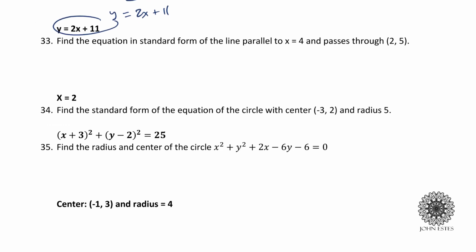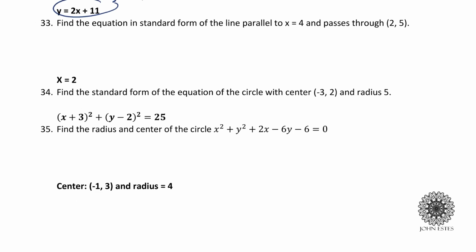All right, so now number 33 says find the equation in standard form of the line parallel, parallel means you have the same slope, to x equals 4. Ooh, we have to be a little bit careful because remember x equals 4 is just this vertical line. So a line that's parallel to this vertical line would also be vertical, and it passes through that point. Okay, so here's the point 2, 5, and it's vertical. Well, vertical lines look like x equals something, and there's your clue. X equals 2 is the line parallel to x equals 4 passing through this point.